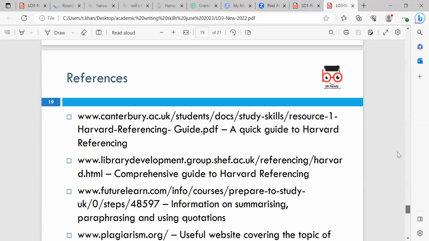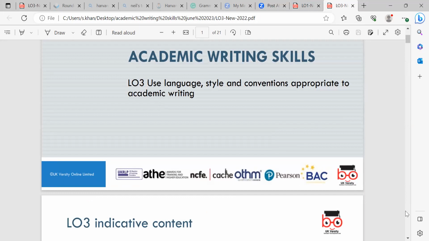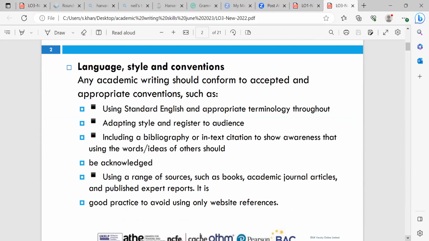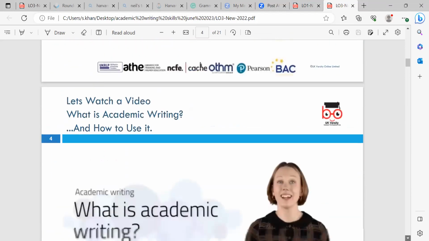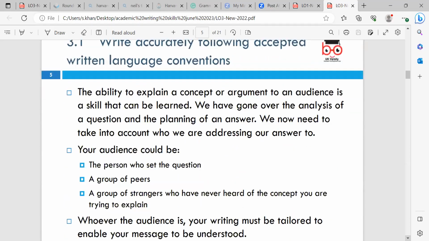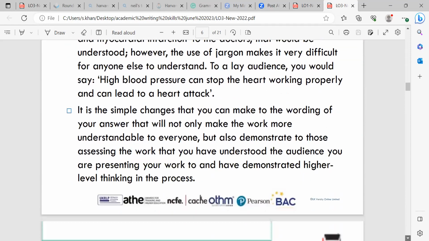So I'll just summarize that a little bit for you. We looked at yesterday the use of language, style, and conventions appropriate to academic writing. We looked at the language and the styles, so why it's appropriate to use certain language, key terminology, so what a pronoun is. We looked at a video on academic writing. We also looked at acceptable writing, written language conventions. We gave you an example of what jargon language is and what professional and formal language is.